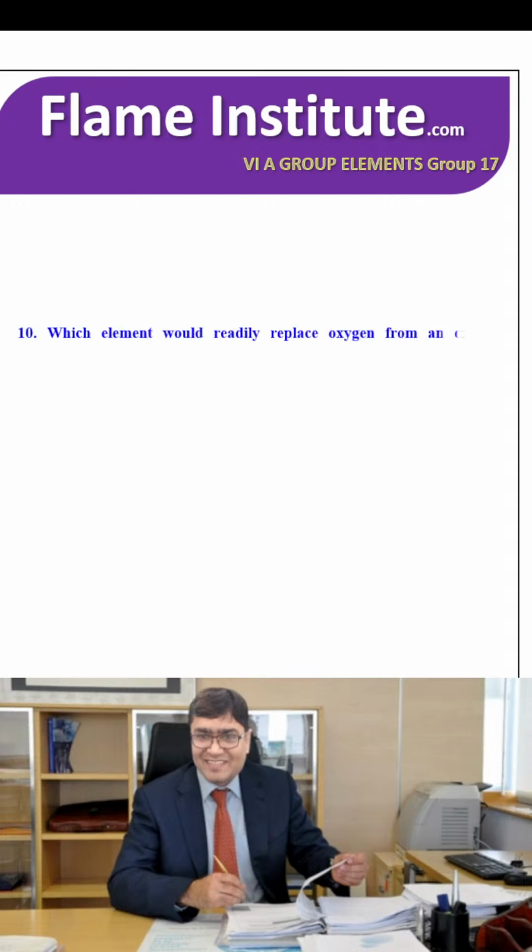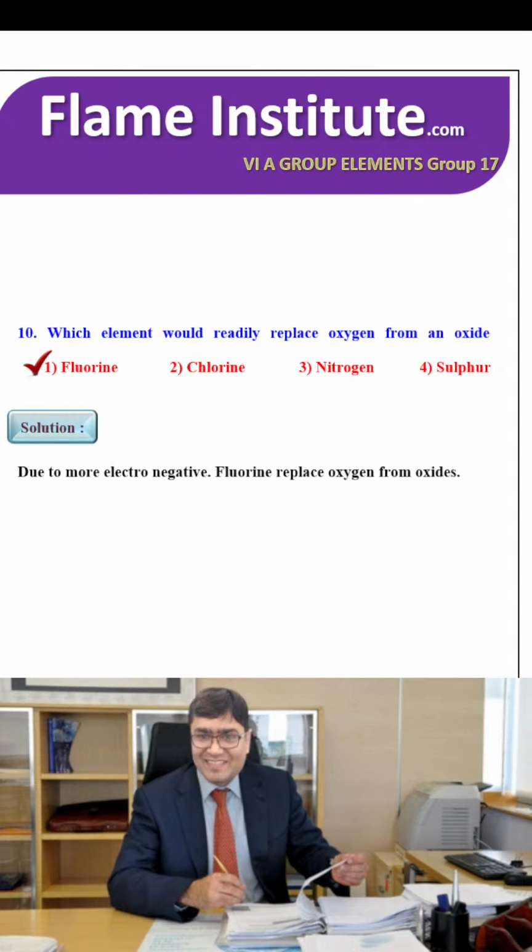Which element would readily replace oxygen from an oxide? Fluorine, chlorine, nitrogen or sulfur? Due to being more electronegative, fluorine replaces oxygen from oxide. So fluorine is the right option.